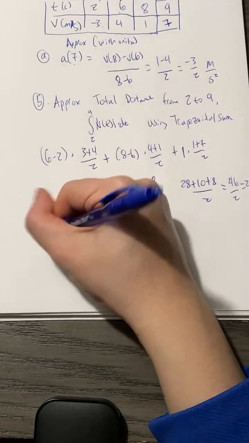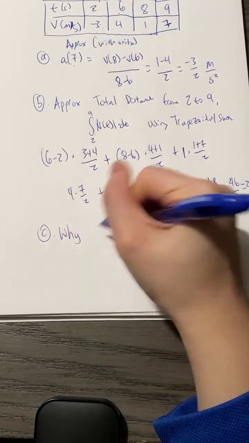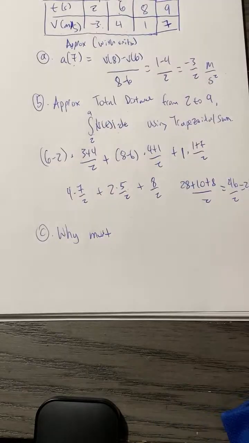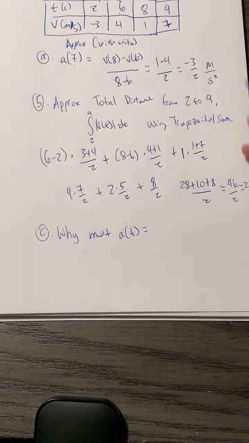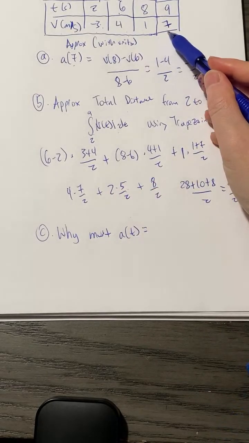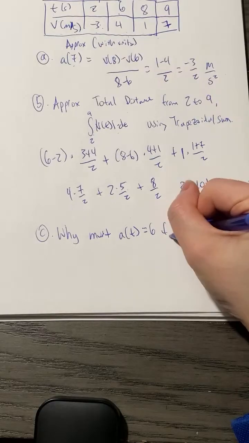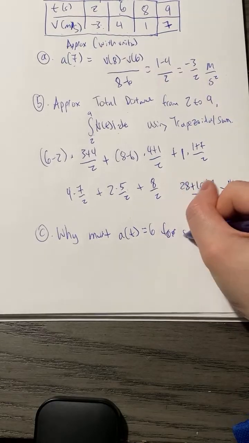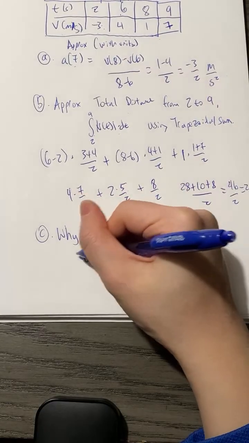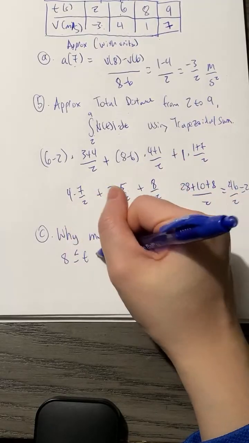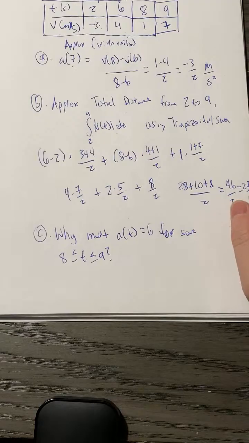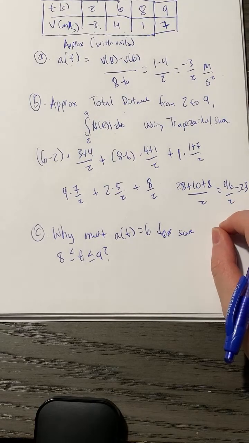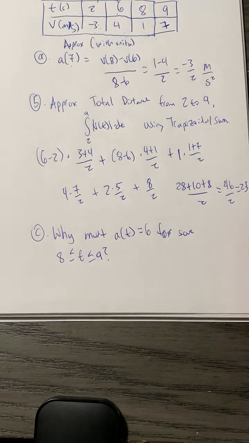So C is going to be: why must A of t equal 6 for some t in between 8 and 9? So this is my next question. This is also a pretty common question when you're doing these table frics.